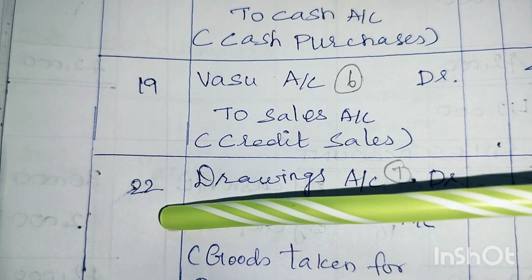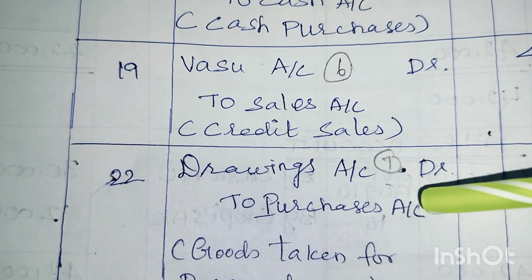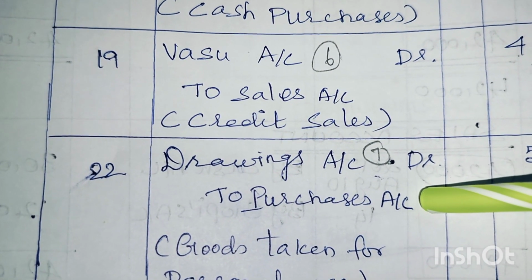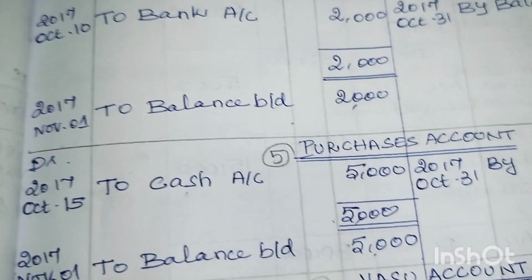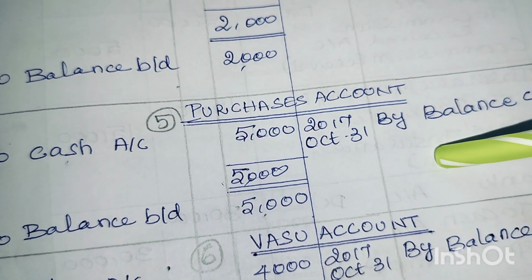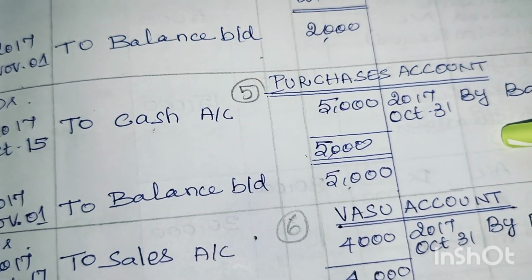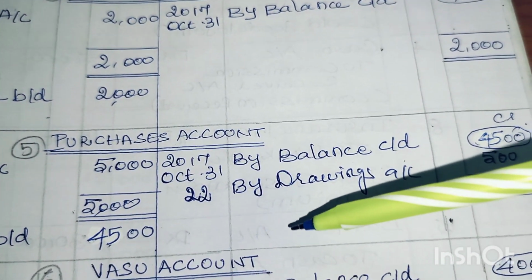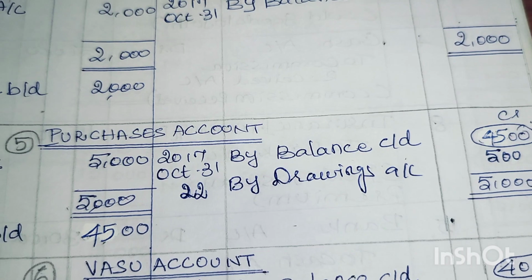Then when did the next purchases transaction occur? It is on October 22. On which side of the purchases account does it show? It is on the credit side. So we go to the credit side under the purchases account, dated on 22, by drawings account, 500 rupees.